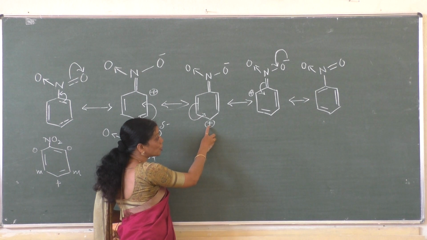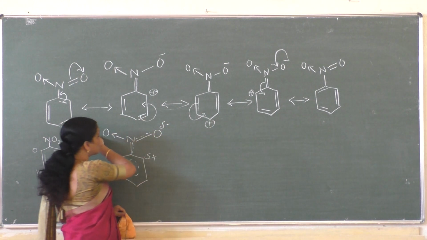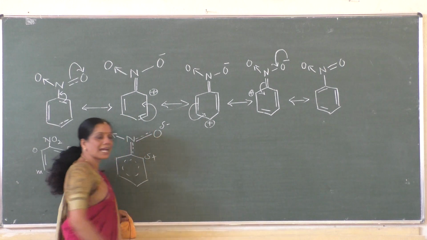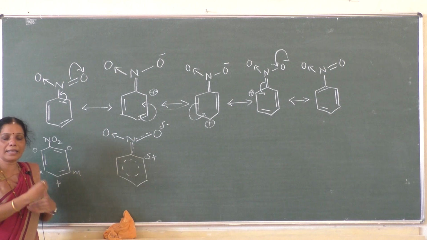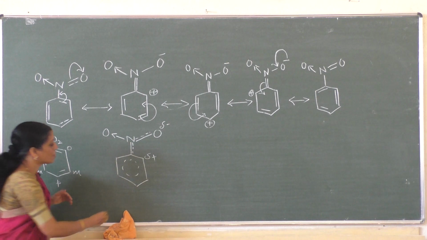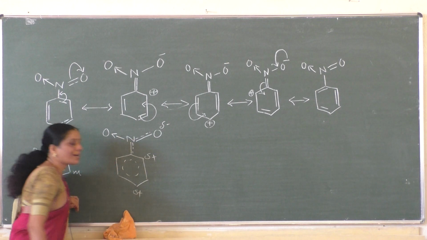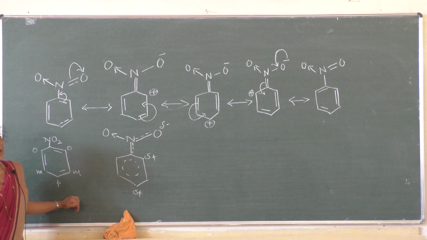If you consider the third resonance structure, this is the para position. It contains a positive charge. In the other structure, if you observe, this para position doesn't carry any positive charge. It is not permanent. Completely it undergoes changes. Therefore, again we have to write partial positive in the para position.